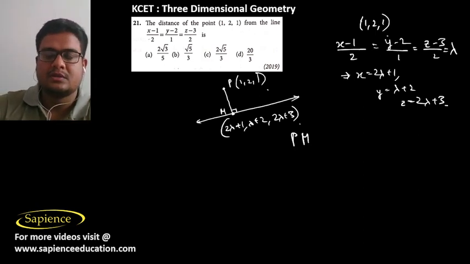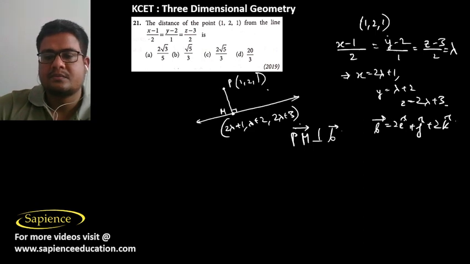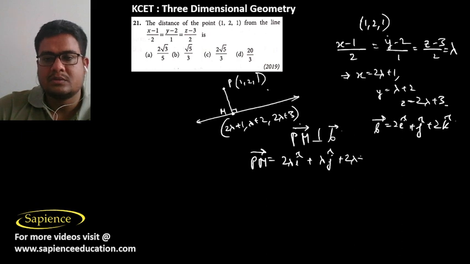So PM vector is perpendicular to B vector, where B vector represents the direction ratios of the line. B vector is 2 i cap plus j cap plus 2 k cap. So PM vector is 2 lambda i cap plus lambda j cap plus (2 lambda plus 3 minus 1), so 2 lambda plus 2 k cap. So this is PM vector.